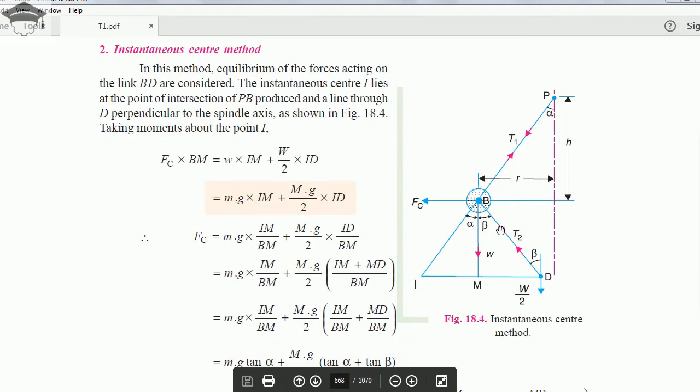Now the second method for the same derivation, that is the relation between height of the governor and the RPM of the governor, can be derived by using the instantaneous center method. This is the second method in which we are considering the same free body diagram, and we have to produce this DP line forward, and we have to make the perpendicular from the D point, and this is the I center.